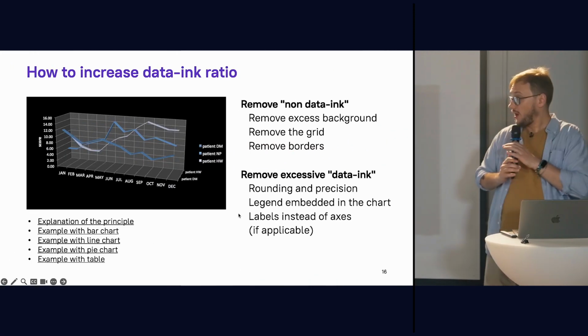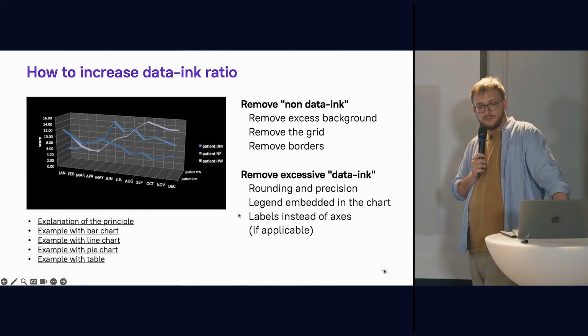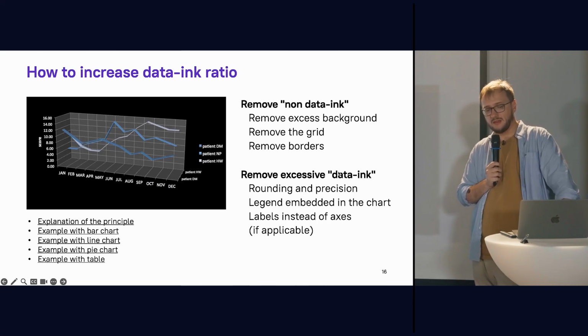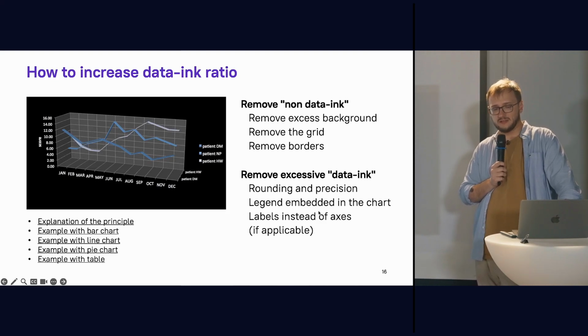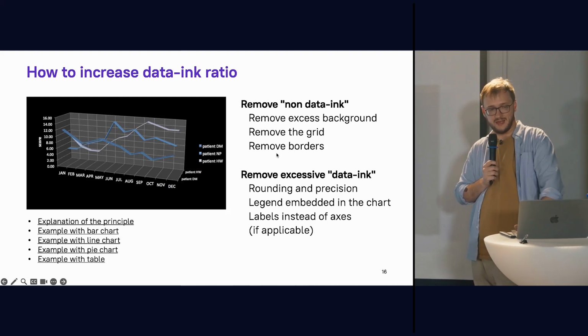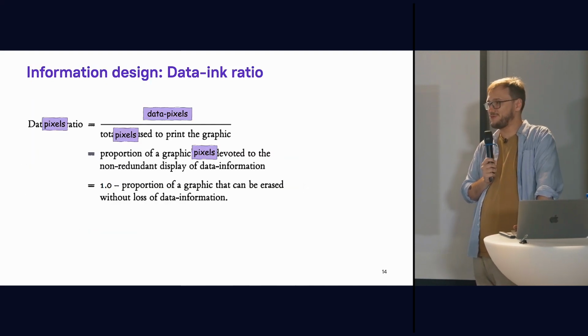Okay. So the main algorithm is quite an easy one. Remove excess background, remove the grid, remove the borders and all that stuff. It's like removing non-data ink, and removing excessive data ink like rounding, precision, legends, labels instead of axes, and so on. It can improve your charts and improve this KPI. And by the way, we can even compute this KPI.